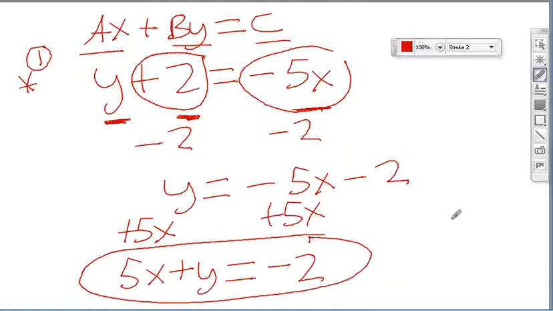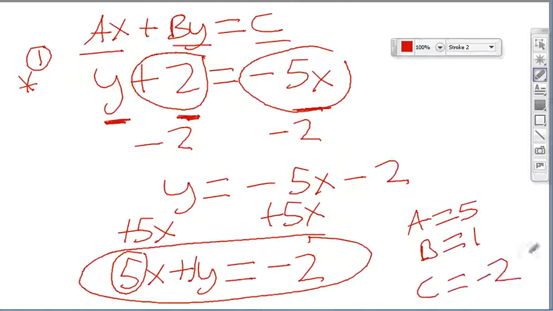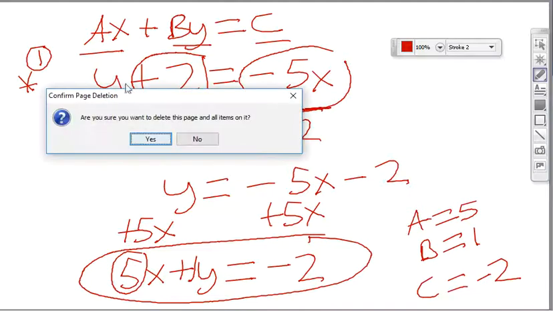Now, this equation, 5x plus y equals negative 2, is in standard form. We can see the a is 5. We can see the b is just a 1. And the c is a negative 2. So let's go ahead and look at number 2.